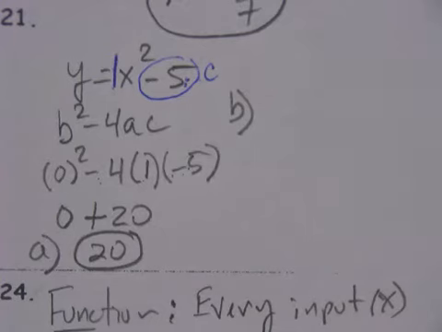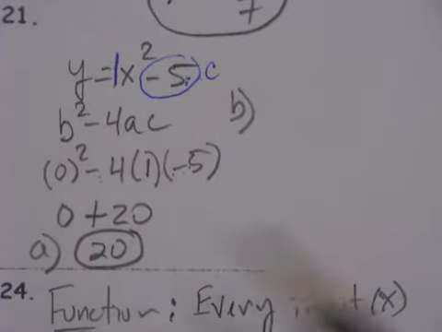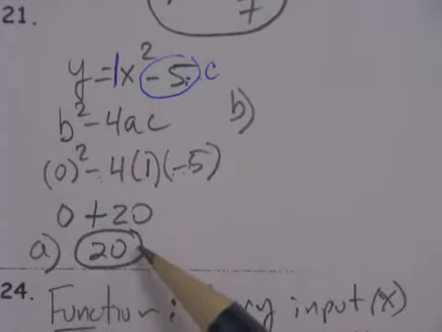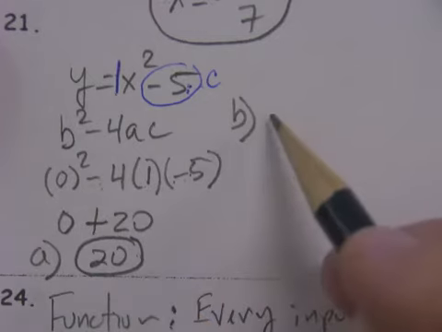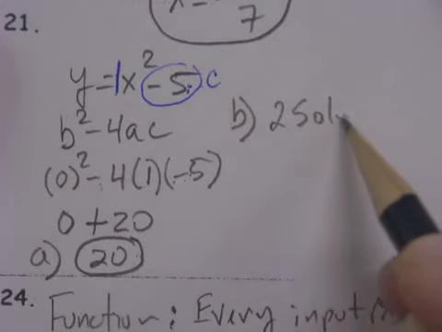Part B asks, and I'm back on your sheet now, it asks to determine the number of solutions. Well, you determine the number of solutions based upon the sign of this guy. If this is positive, do you remember how many solutions there were? This is where having a note card is going to be helpful. If it's positive, you have 2 solutions.